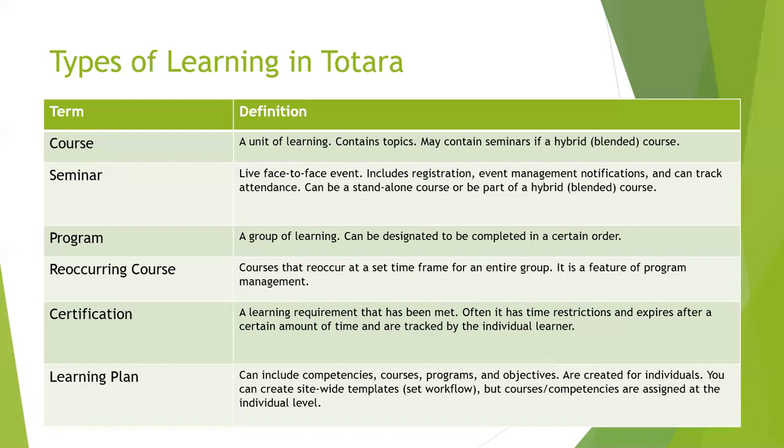A program is probably the one that I use the most. A program can be a grouping of different learning objects. Maybe it contains courses, competencies, things like that. It can be designated that certain things have to be completed in a certain order. And then the next one is a recurring course. Recurring courses, if you want to set them up, have to be part of a program. It's when they recur at a set time frame for an entire group. It is a feature of the program management.